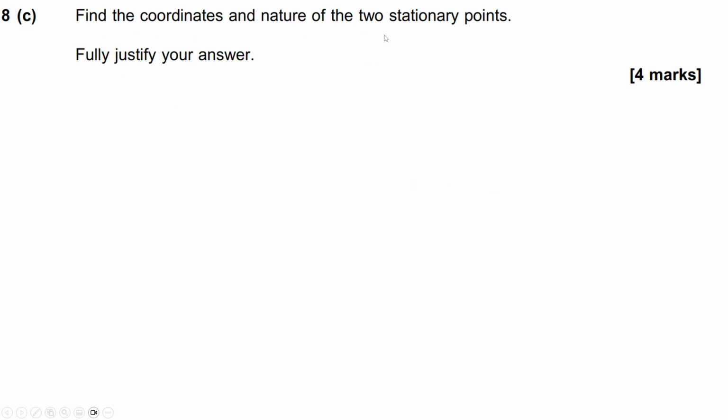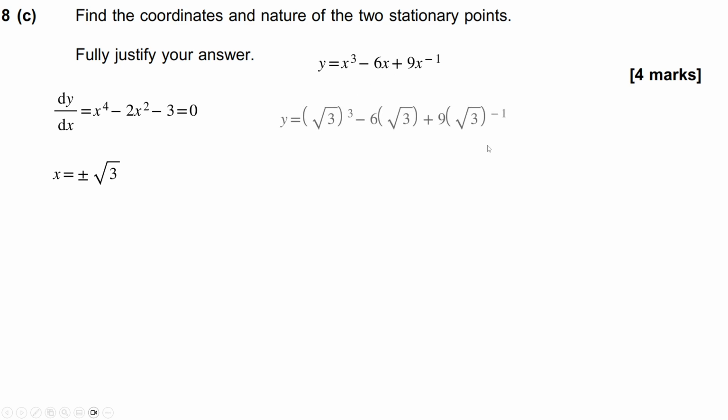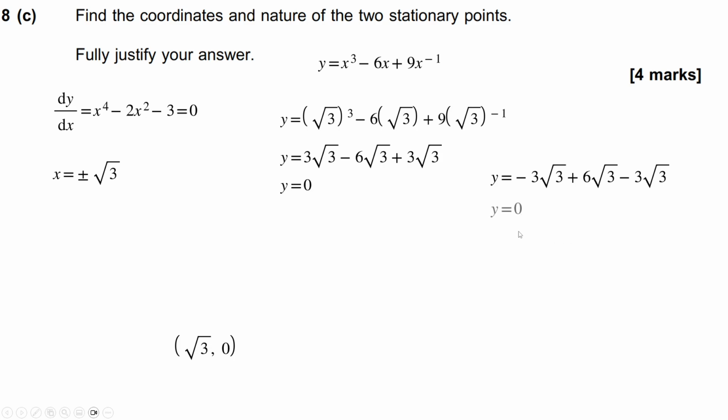Find the coordinates and nature of the two stationary points. Okay, well, this was the equation of the curve, and then this was the first differential, equal to 0 because it's a stationary point, and we've got these two solutions for it. We've already solved that. Just plug them back in. We'll do positive root 3 first to get what the y value is, but you want to plug it into here, sorry, not there. You'll get this, put it into your calculator, you get 0, put in minus root 3, you'll also get 0. So you've got root 3, 0 and then minus root 3, 0.